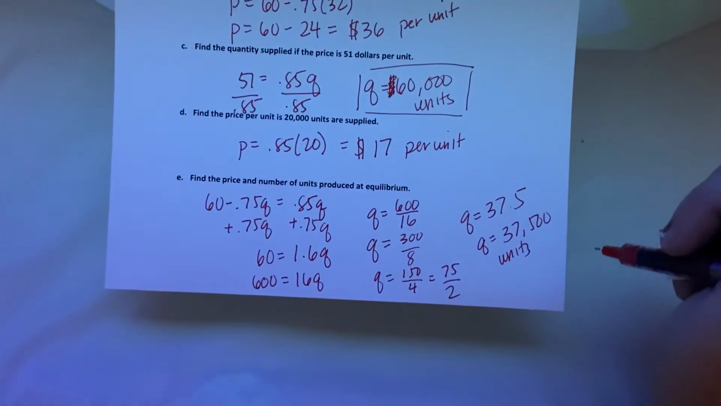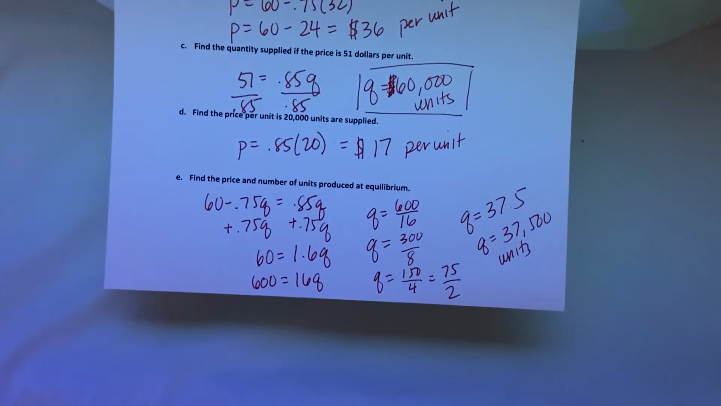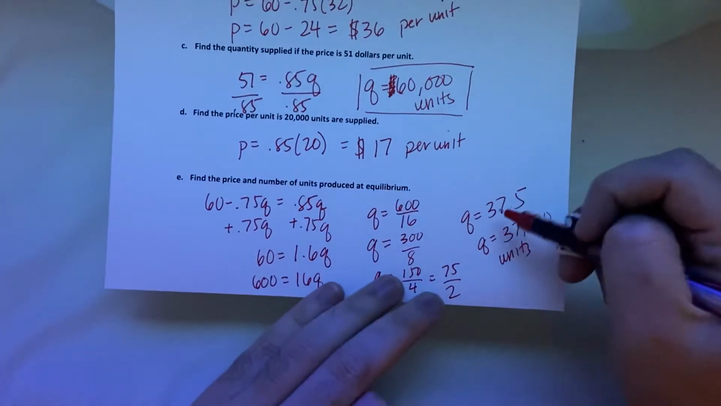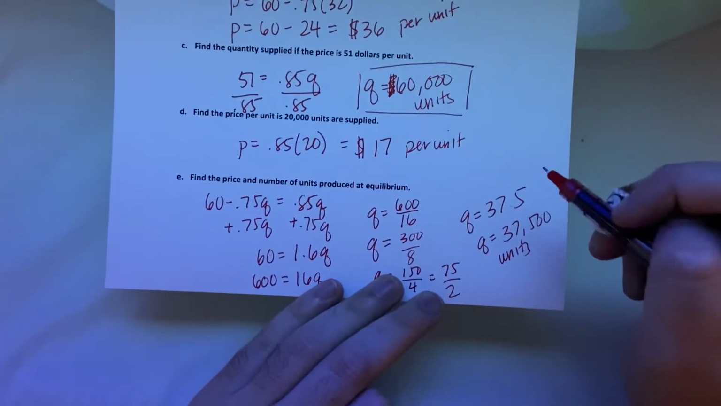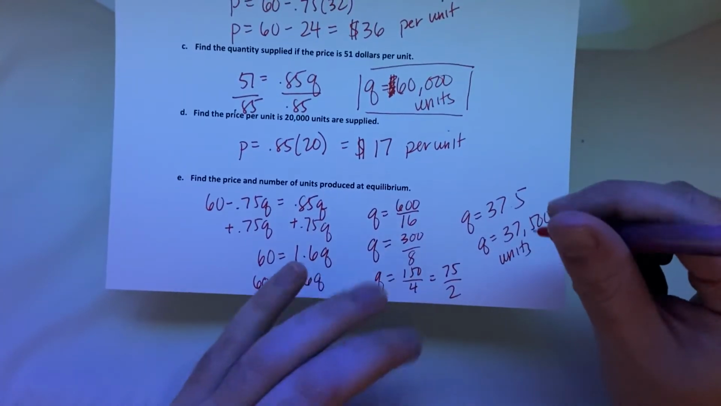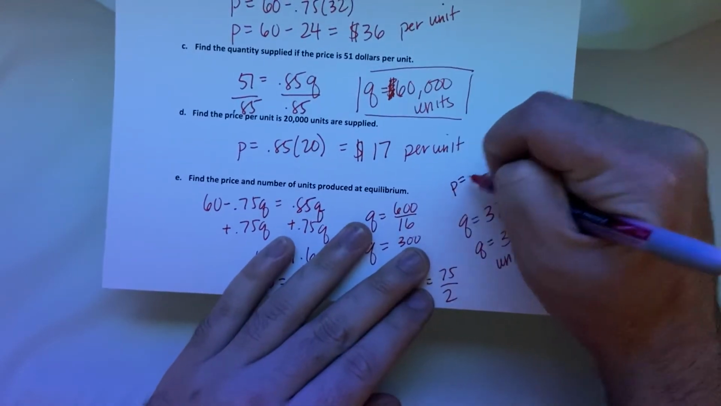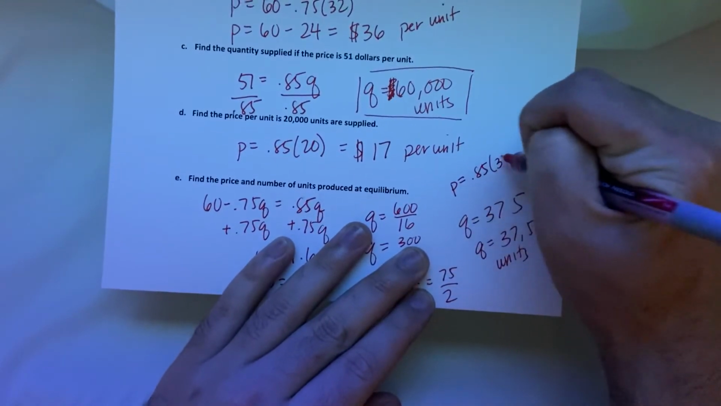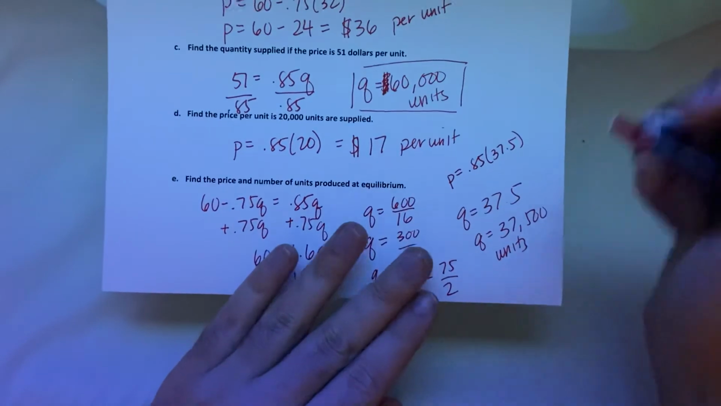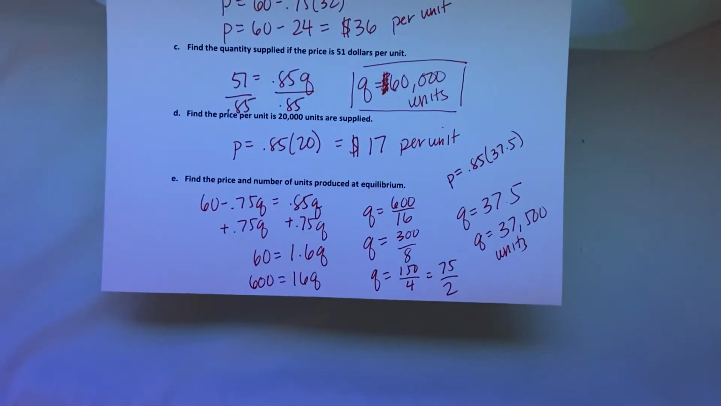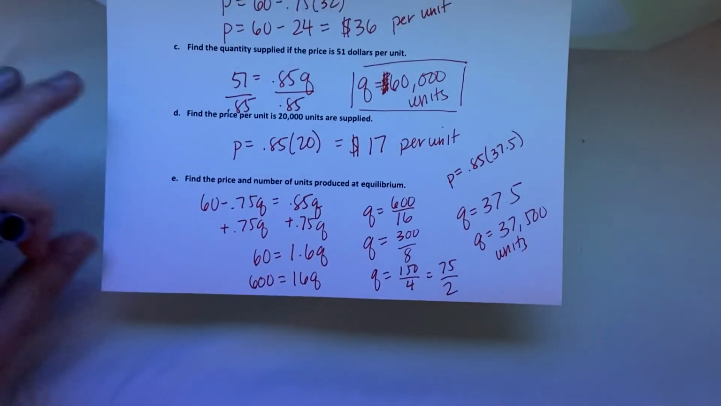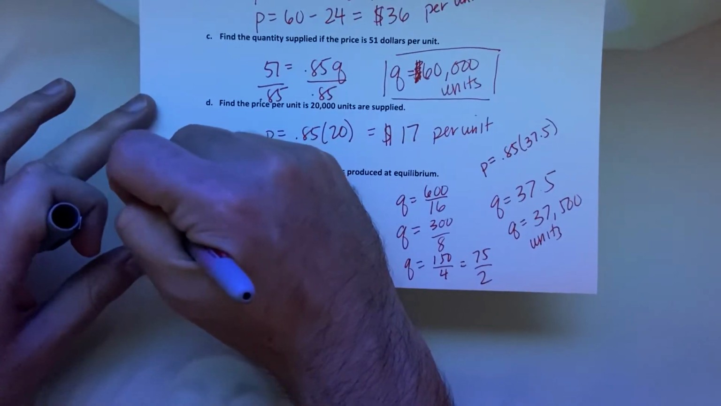Price, if I want to find the price, remember it's in equilibrium, so the price is the same for both equations, as is the quantity demanded. This is an intersection. So all I have to do is plug in 37.5 into either equation. It's probably easier to plug it in to the second equation, so 0.85 times 37.5. And you can do your math over here if you want.